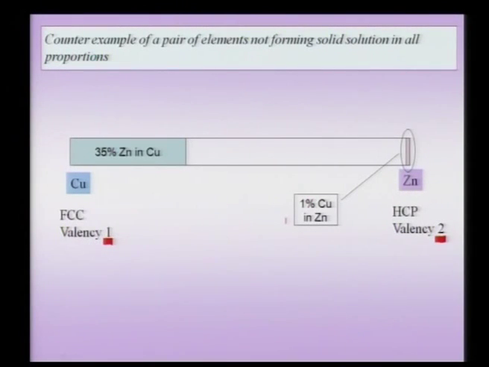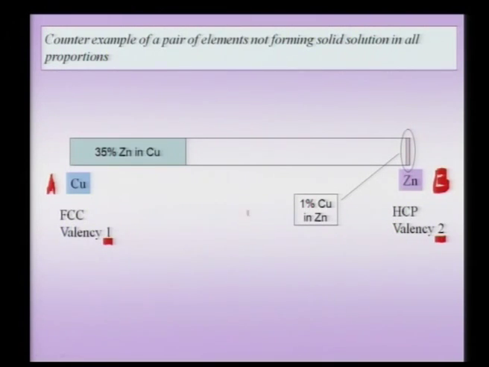The example I am citing now is copper and zinc. As I pointed out, because the crystal structures are different, there is no reason to expect complete solid solubility. But when I try to track the asymmetry in the solubilities, suppose I call this A and this B, then I ask how much of B would go into A and how much of A would go into B. I can clearly see that this asymmetry is pronounced, it is not just a slight asymmetry.